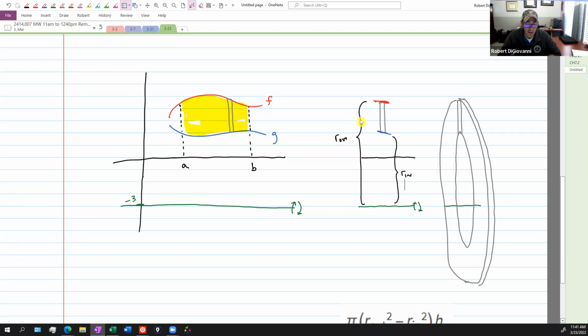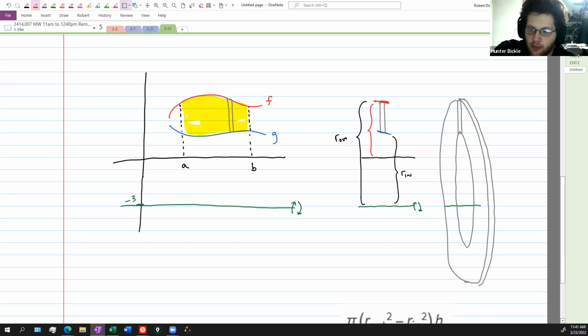But is R out equal to F of X? Would it be F of X minus whatever the value of that axis of rotation is? Yeah, this is F, right? From the x-axis to there is F, or F of X. And then this right here is G, right? That's your G function.